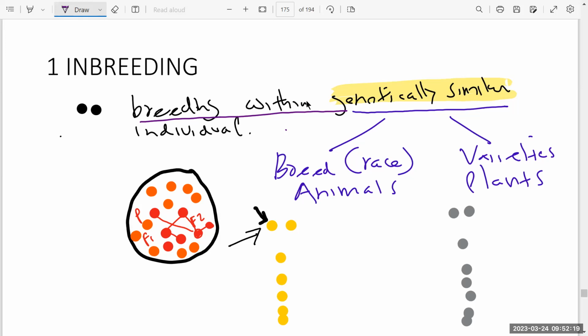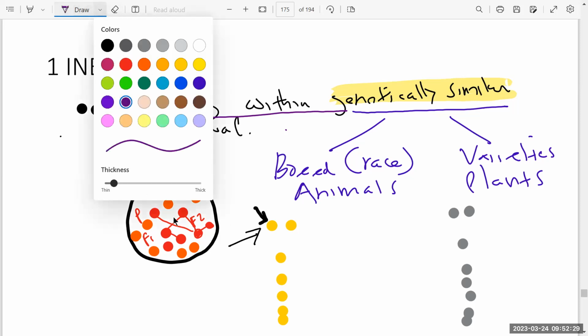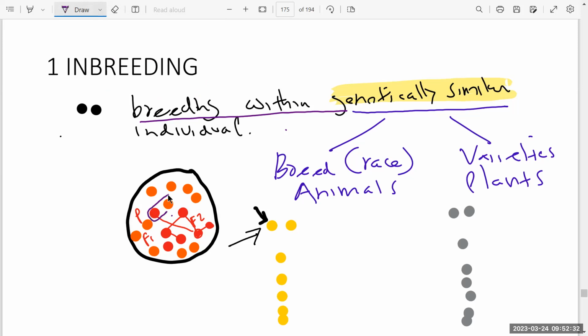So that means we breed between two organisms of the same individual, what does that mean, sir? Same individual, like started with, let's say, this one, starting with P1, yes. What's your question? What is the meaning, sir, really? The definition? Inbreeding, yeah, this is the definition, right? Inbreeding is breeding within genetically similar individuals.